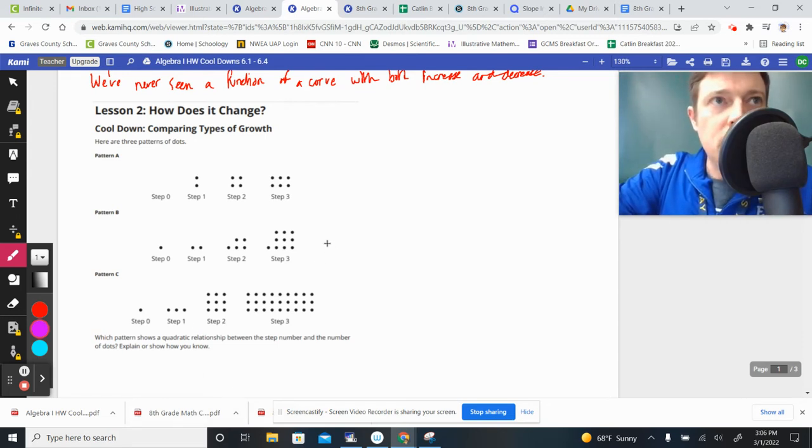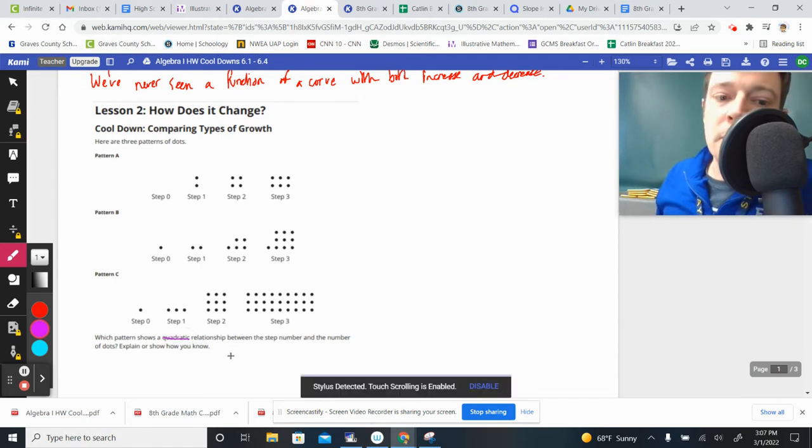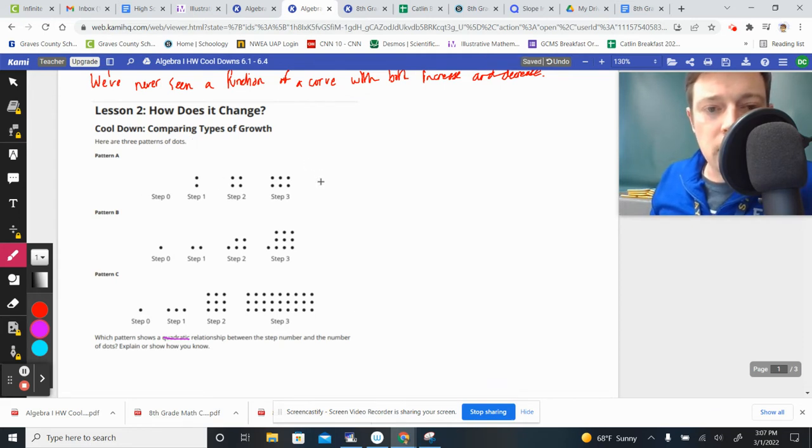Okay, so lesson 2, we did this in class this morning. We're starting to look for these different types of relationships other than linear and exponential. And so we started looking at these patterns of dots and blocks as they grow. We're looking at these 3 different patterns, and we're talking about the one that's going to show a quadratic, our new relationship we're studying. If we can look at these patterns and recognize them as old ones that we're familiar with, maybe by process of elimination we can figure out which one's quadratic.